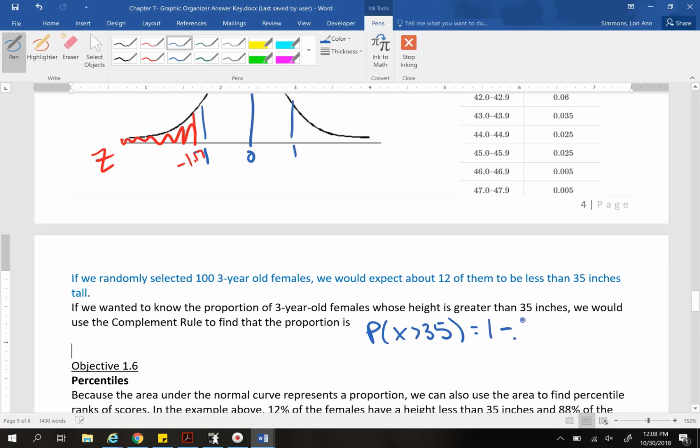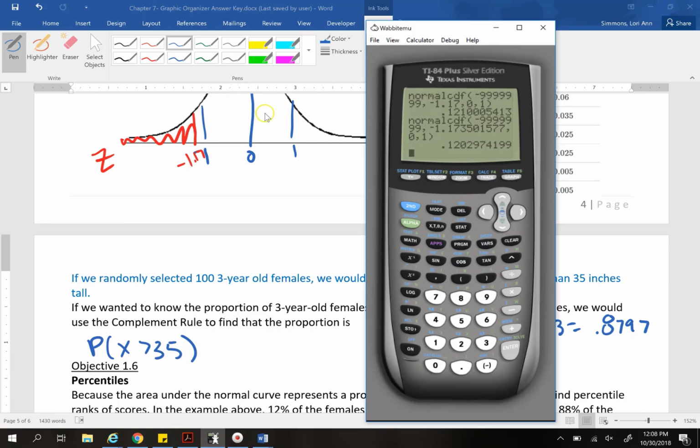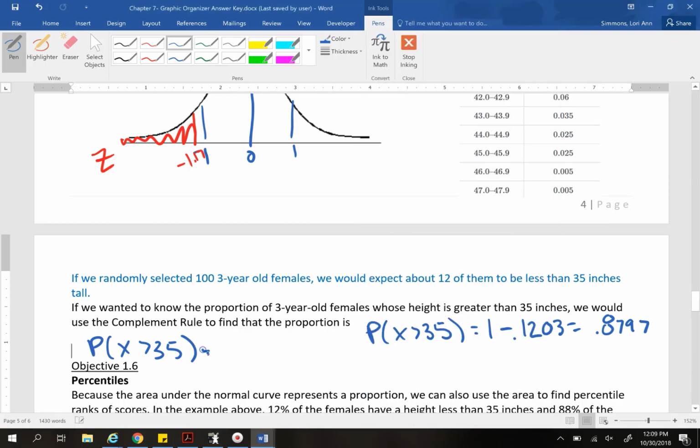So we could do 1 minus the 0.1203 to get 0.8797, or you could use your calculator. I will show you by calculator. Second vars, lower bound now is 35, upper bound is positive 99999, mean is 38.72, and standard deviation is 3.17, 0.8797. So you can do it either way.